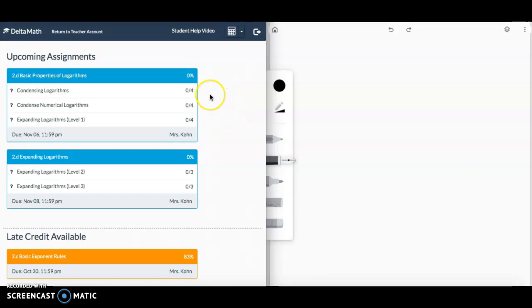Alright guys, in this video I'm going to go through the 2.D basic properties of logarithms DeltaMath assignment and do some examples from each of them. So let's start with condensing logarithms.